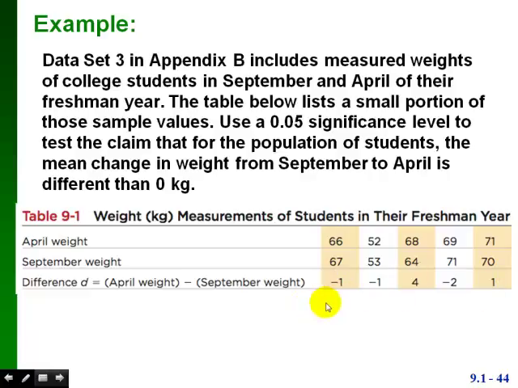We need our mean, which is d bar, and our sample standard deviation, which is the s with the d. And then our sample size here is only going to be 5.